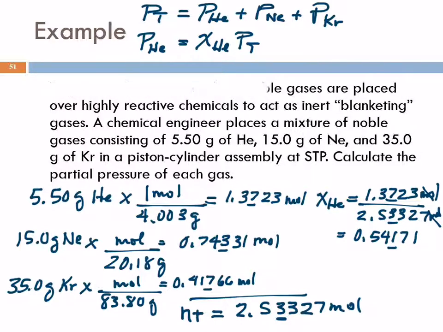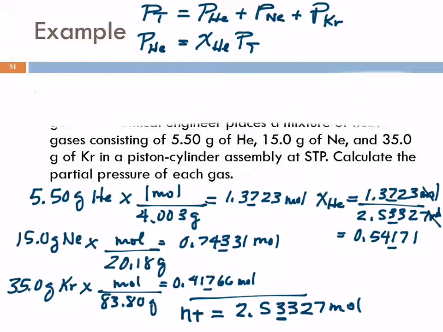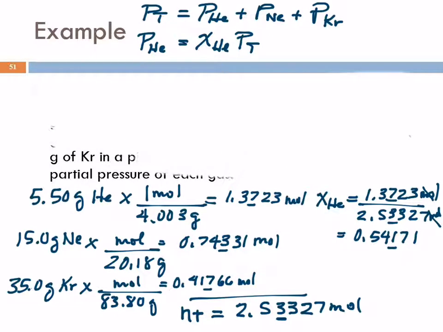I need space. So we don't need to look at that anymore. I think we can remember what we were doing. So the partial pressure of helium will be the mole fraction of helium times the total pressure. Oh, what was the total pressure? Was it at STP? It was at STP, wasn't it? Yeah, so then that's 1 atmosphere.